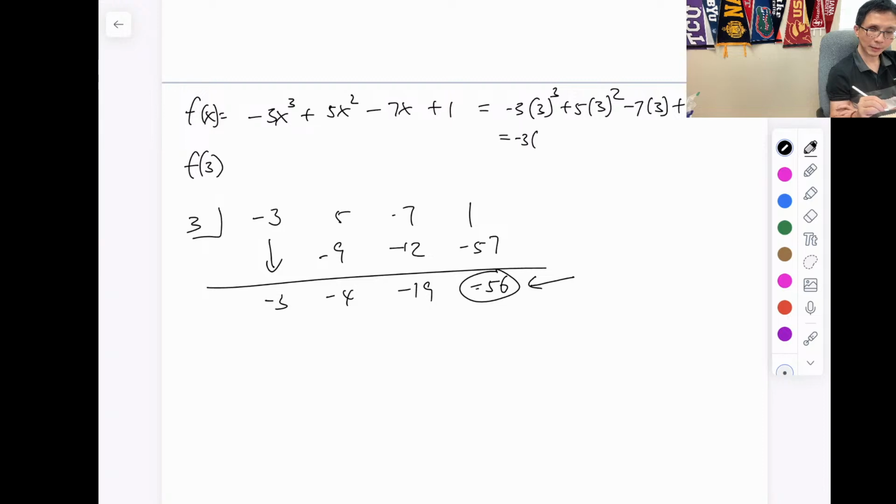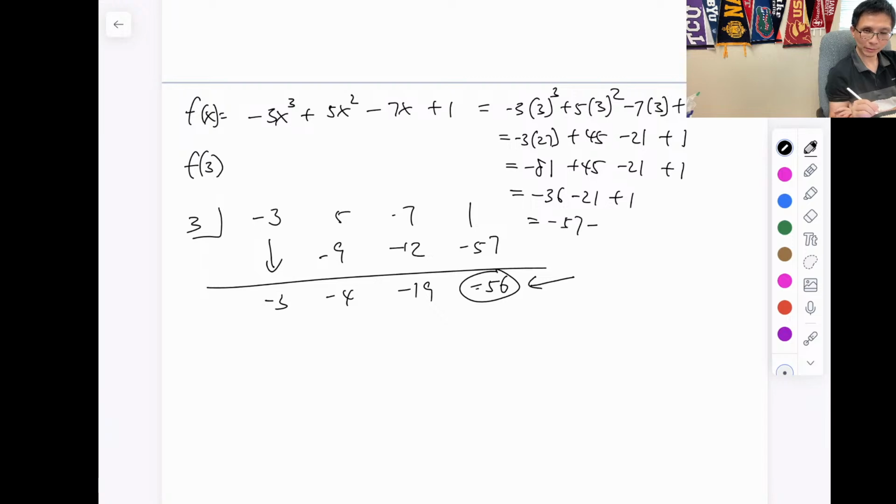So it's negative 3 times 27 plus 45 minus 21 plus 1. And this one's going to be negative 81, I believe, plus 45 minus 21 plus 1. So that's negative 36 minus 21 plus 1, so it'll be negative 57 plus 1, so it's equal to negative 56.